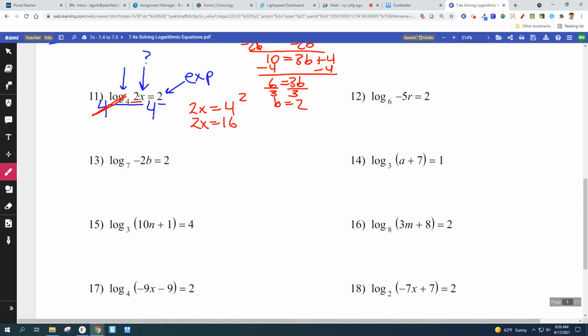or 2x equals 16. Divide by 2 and x equals 8. X equals 8. Okay, so we look right here and make sure if I plug in an 8, 2 times 8 is 16. That's positive. That's fine. That works.